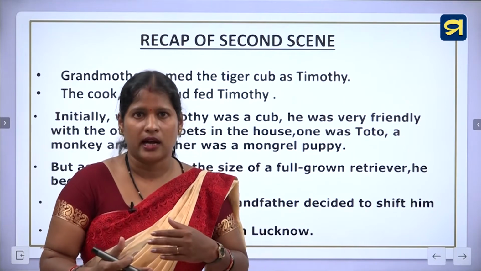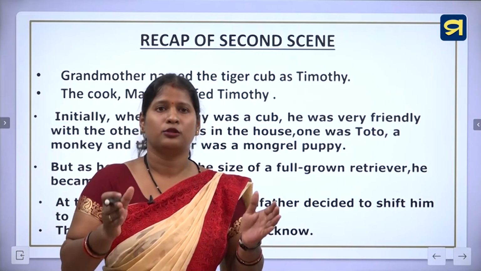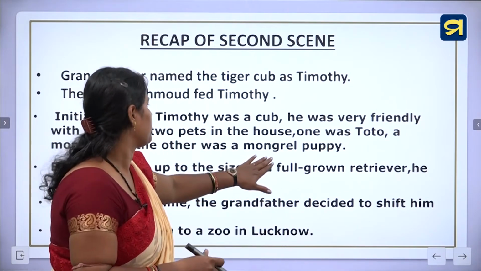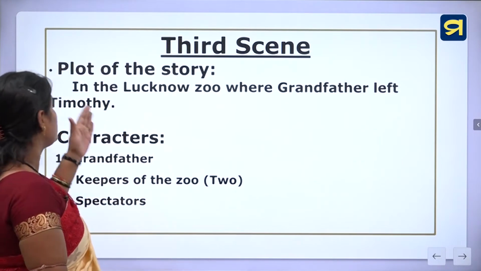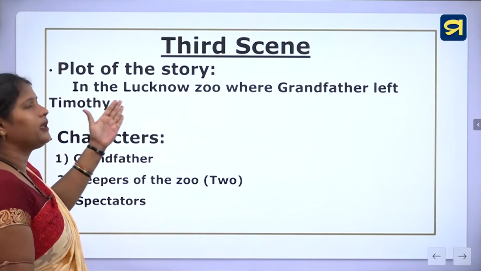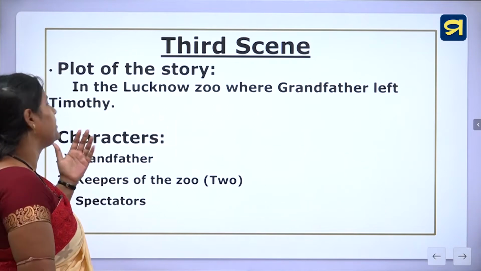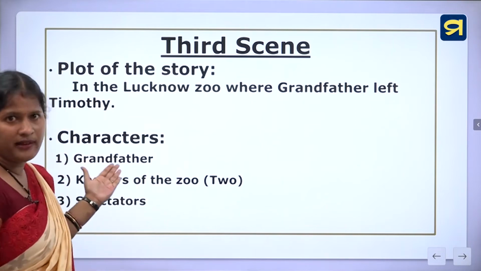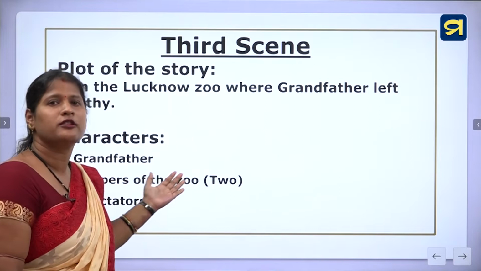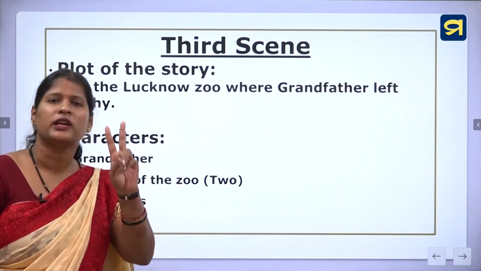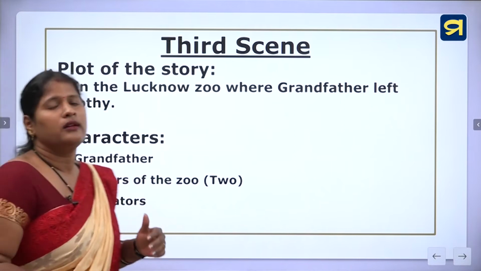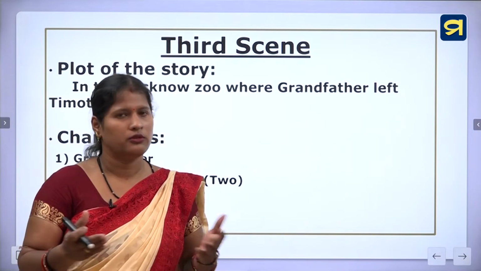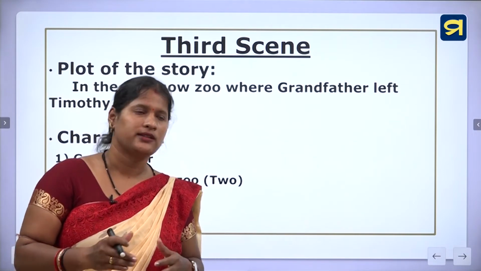Children, before going to start the third scene, let us know what is the plot of the scene and who are the characters here. In the third scene, the plot is in the Lucknow Zoo, where grandfather left Timothy. And the characters are grandfather himself. There were two keepers of the zoo. Remember children, two keepers of the zoo, and the next character are some spectators who came to the zoo for just a visit. Okay children?